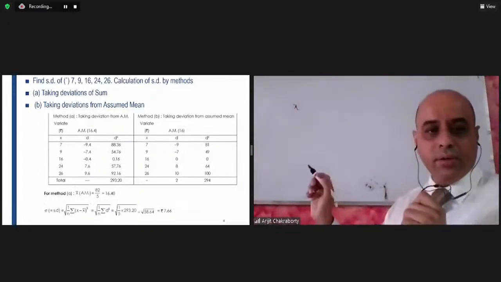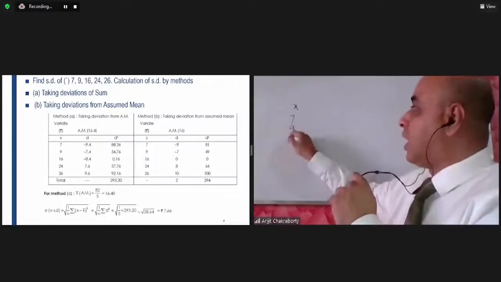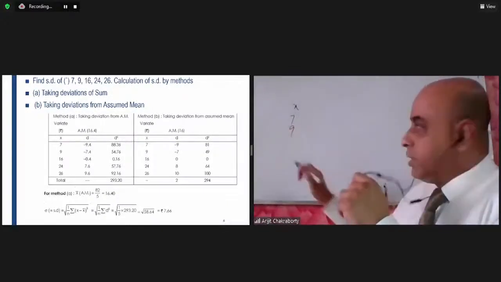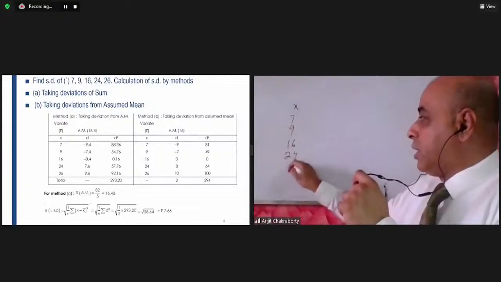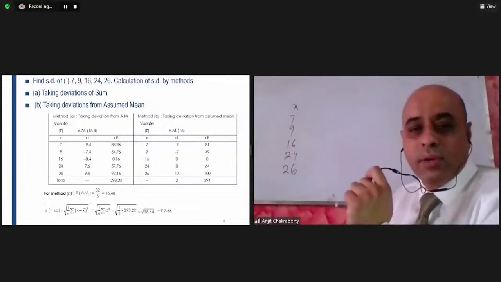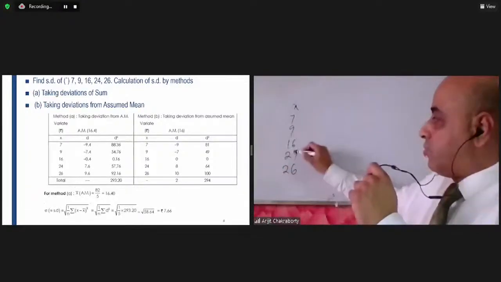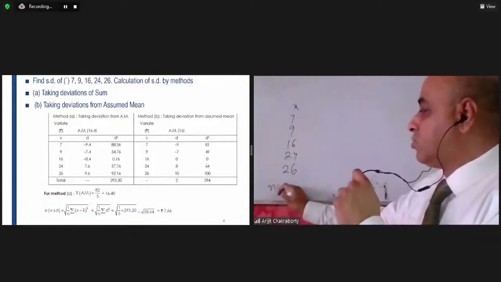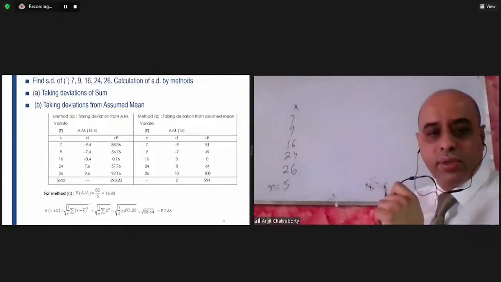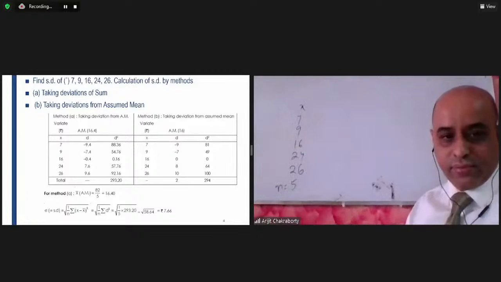So first is the value of x. We have 7, 9, 16, 24, and 26. So we have altogether 1, 2, 3, 4, 5. So n is equal to 5. The number of observations we have is equal to 5.